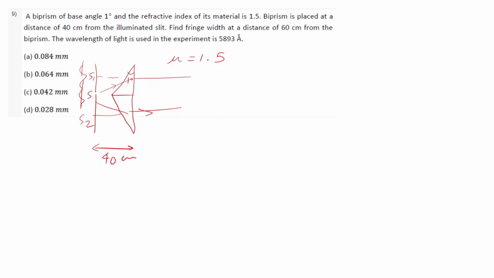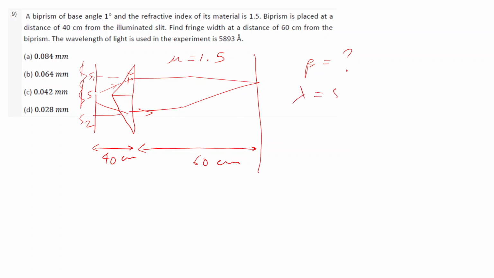Find the fringe width at a distance of 60 cm from the biprism. We have kept a screen there, the beams are interfering and forming fringes, and we need to find the fringe width at a distance of 60 cm from the biprism. The wavelength of light used is 5893 angstrom. So here we need to see one thing.